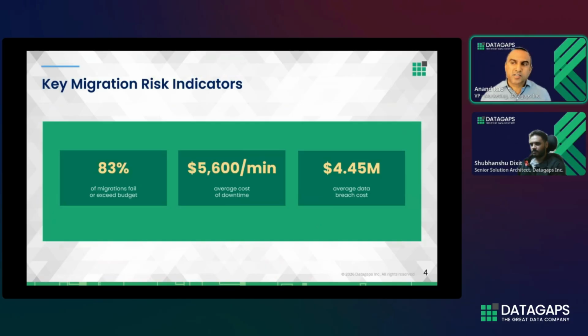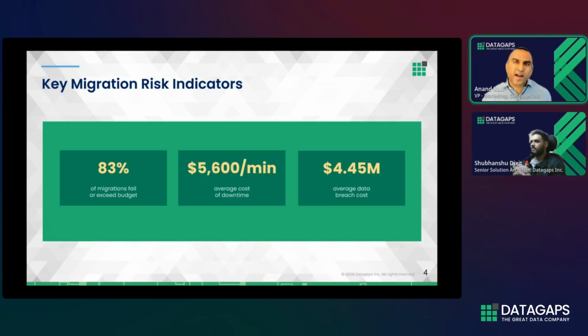According to Gartner, a staggering 83% of data migration projects fail or significantly exceed their budgets and their timelines. So this isn't just an efficiency problem, it's a massive financial liability. When a migration goes wrong, the clock starts ticking at an average cost of $5,600 per minute of downtime. So if a cutover window overruns by just 1 hour, you're looking at over $330,000 in lost productivity and revenue.